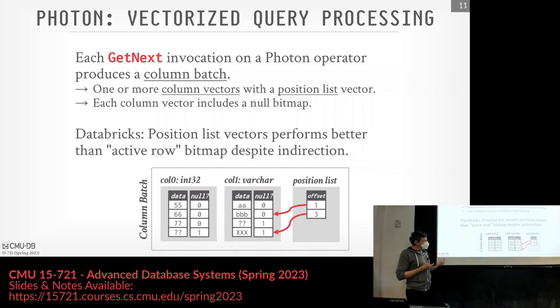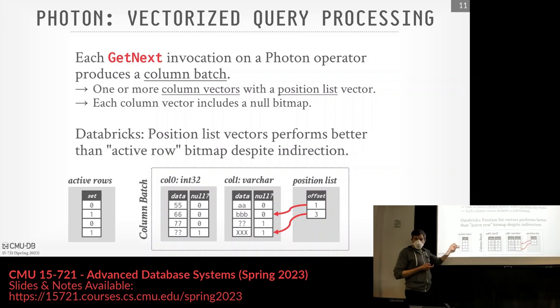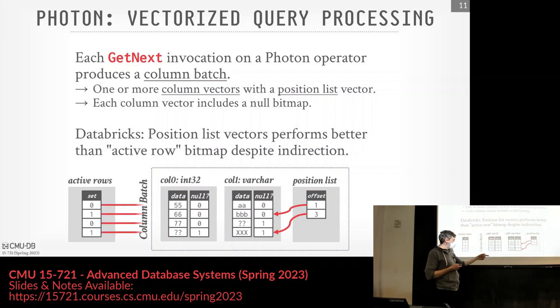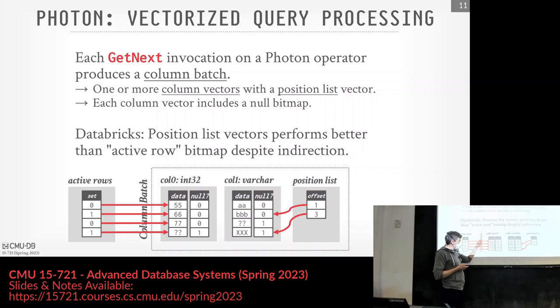So in the paper, they mentioned that they also considered using what we saw before when we talked about vectorization, using a bitmap of the active rows. The size of this bit set is going to be the same as the number of tuples you have in your columns. If this is set to zero, then this row is inactive. If it's set to one, then the row is active.